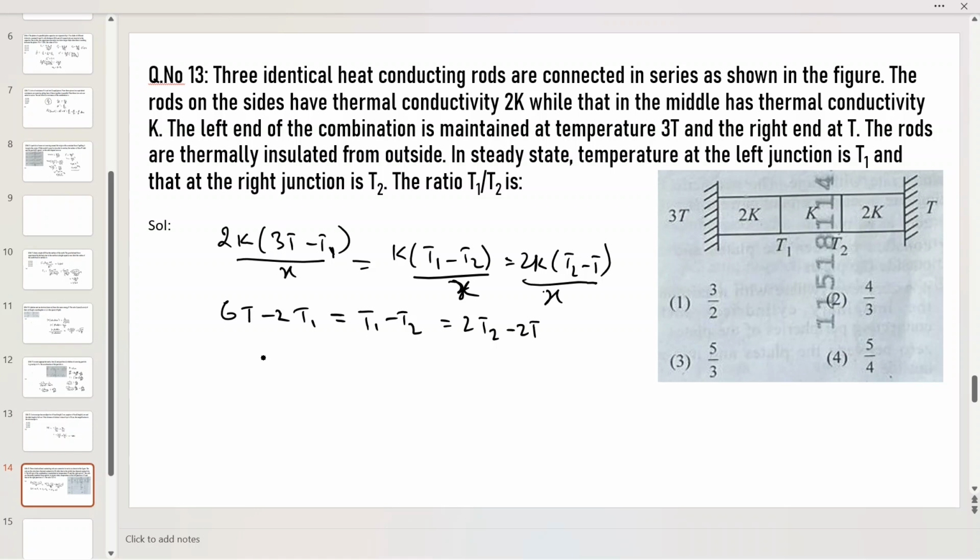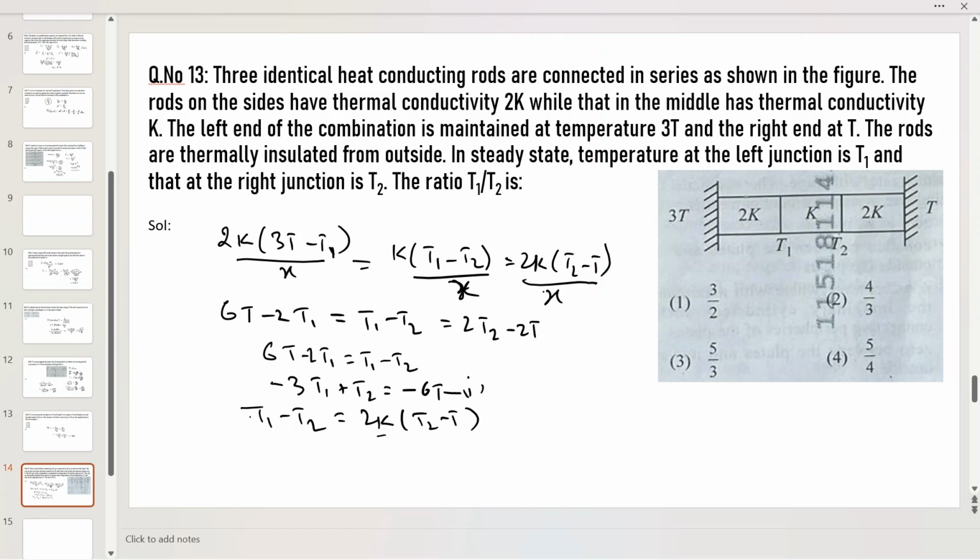Now I am taking first and second. From first and second, 6T minus 2T1 is equal to T1 minus T2. Now from this we get a relation that is minus 3T1 plus T2 is equal to minus 6T. This is your equation 1. And again I am going to take second and third. Second and third, T1 minus T2, that will be equal to 2K T2 minus T by X.